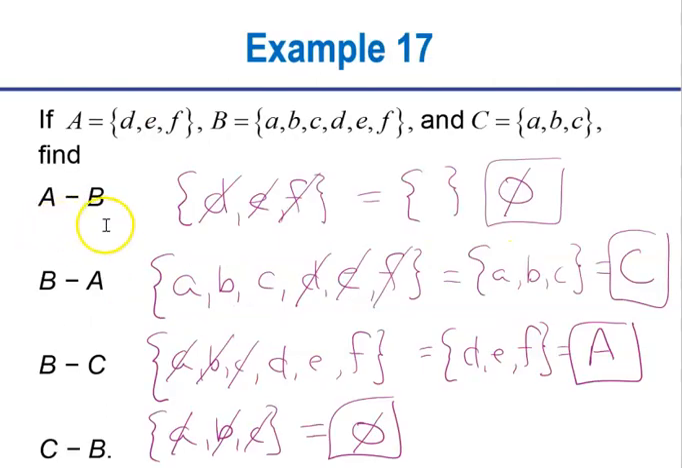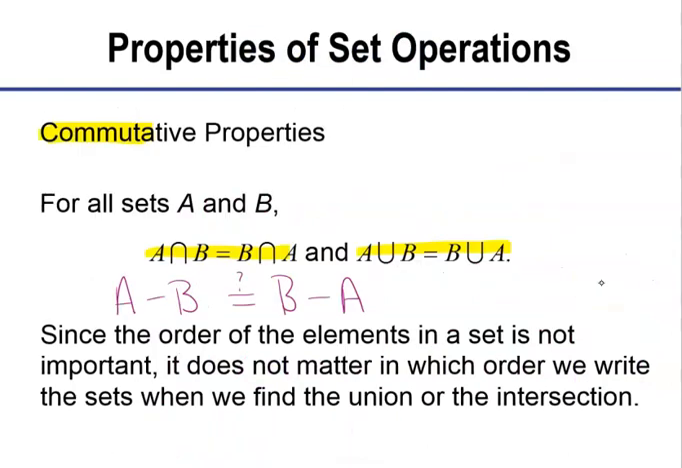Is A minus B, which is the empty set, equal to B minus A, which is the set C? Aha! They are not equal. So the difference of sets is not commutative. So that's something to think about. When you think about properties, it's a really good idea to think about what else this property could possibly apply to. Again, intersection, union, yes, but the difference of sets, no.